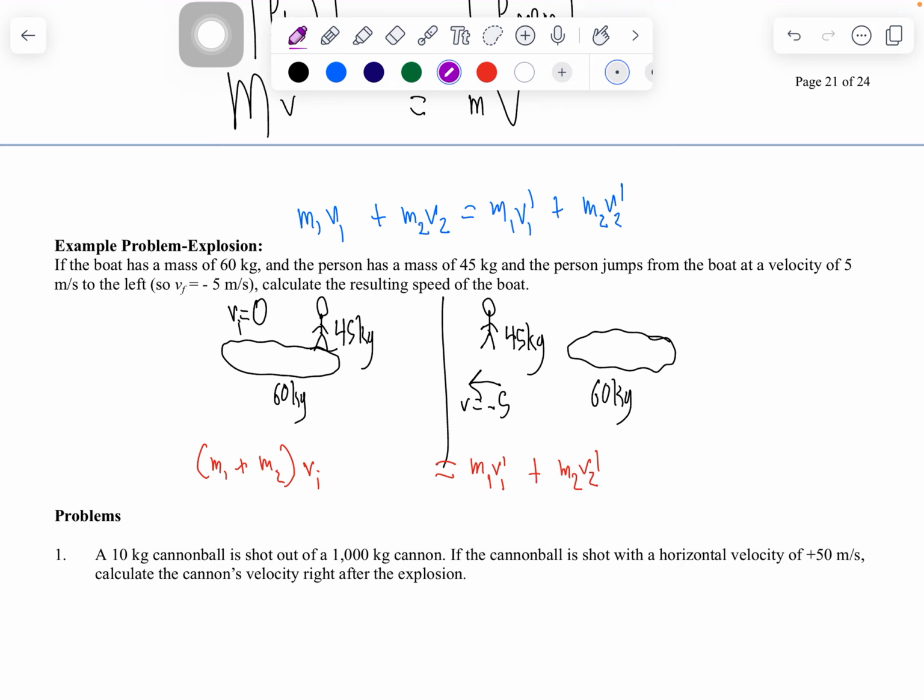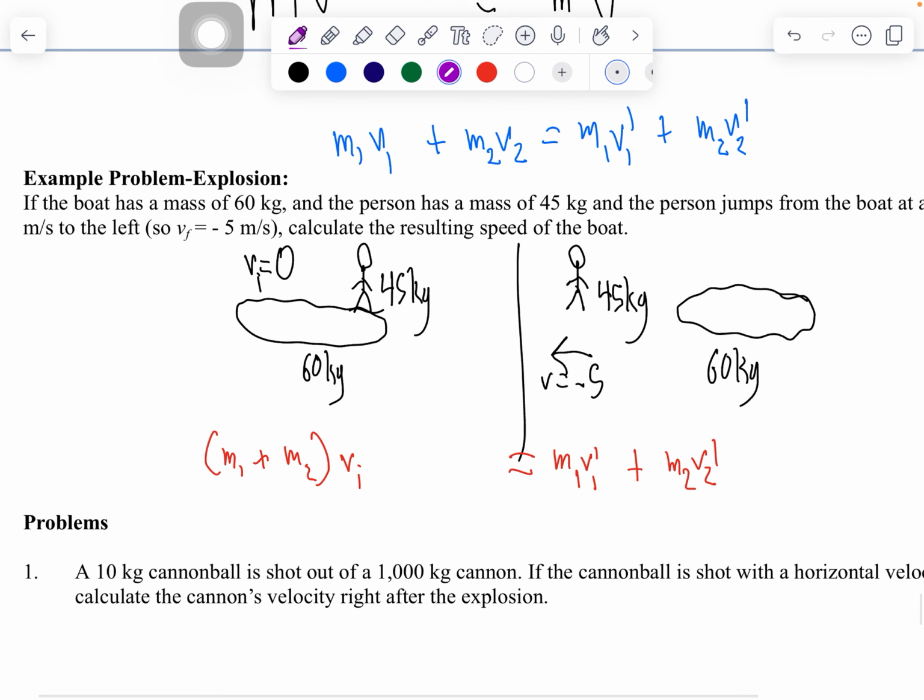Now we're just going to plug in. The masses combined, 60 plus 45, gives you 105. We know the initial velocity is 0. This is a special case, right? What if the objects aren't moving? Well, they have no momentum. We will have situations where the objects are together moving as one, so our velocity is not always 0 here. In this case it is, but it does not have to be.